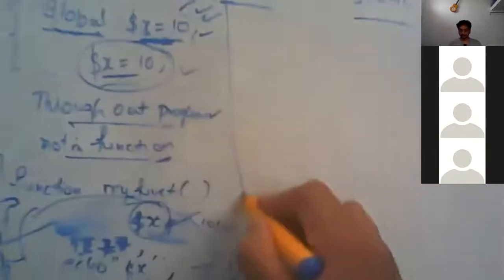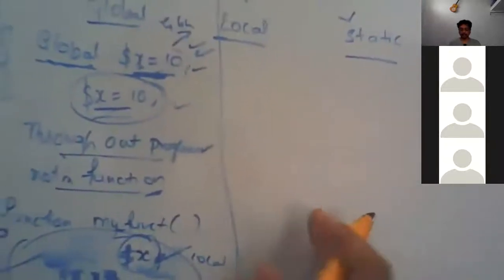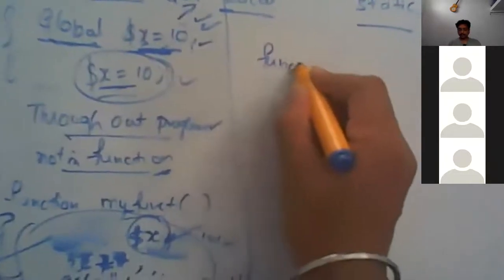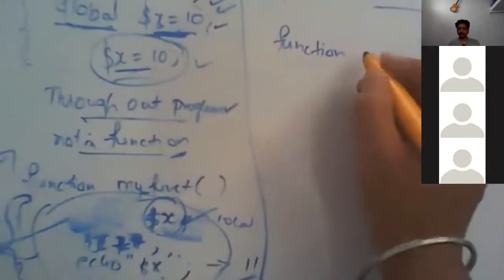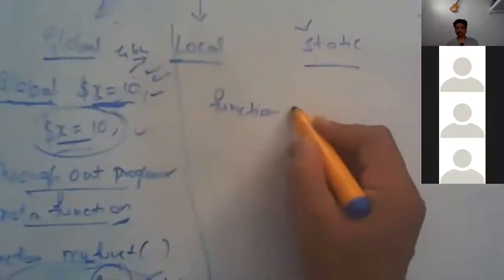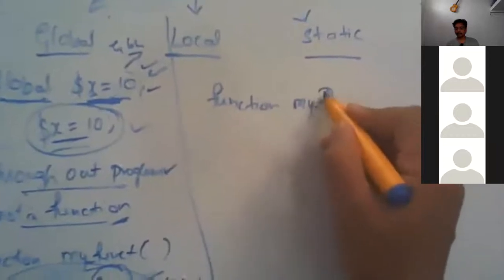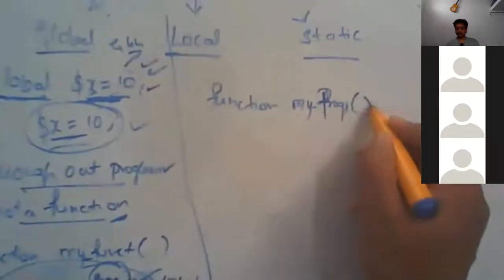Okay, now the same concept, if you look at it in the local variable, the scope lies within the function itself. We cannot use this local variable outside my function. For example, my program, this is my function.